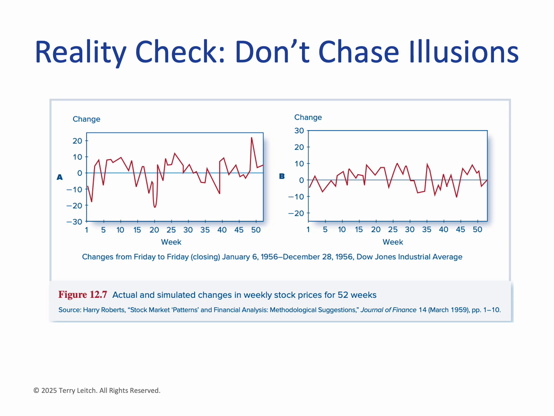It's basically the same thing again. I don't know why they had two charts for it, but this is Friday to Friday, Dow Jones Industrial. The left-hand one is real, and the one on the right is, again, generated by a random number generator on a computer.